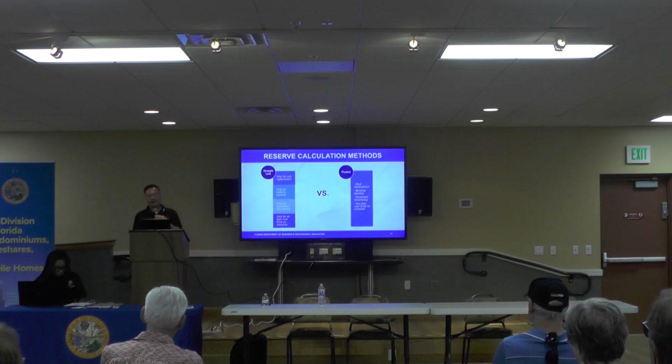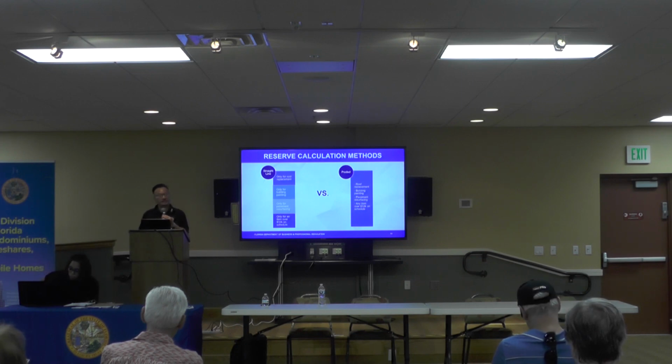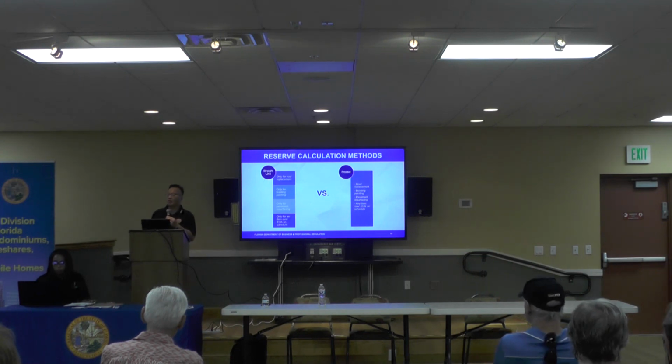There are 2 reserve calculation methods, straight line and pool. Please note that both methods are computed using a formula based on estimated remaining useful life and estimated replacement cost or the deferred maintenance expense. The first column is the straight line method. In the straight line method, the money collected for each item can only be used on the named reserve item.